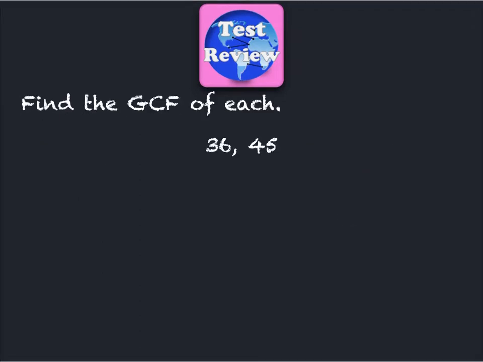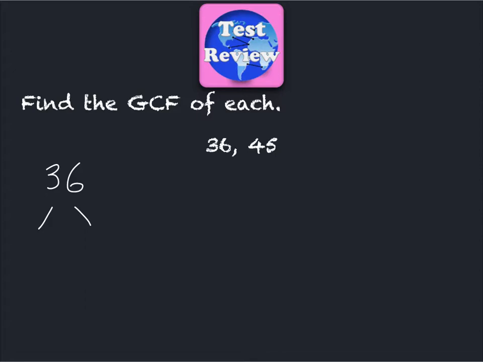So here we're finding the greatest common factor of 36 and 45. So when you find problems like this on your test, I want you to do it the exact same way that we did in class with prime factorization, factor trees. If not, you're not going to get credit for the problem. So here we have 36, and you have to complete a factor tree to find the greatest common factor.